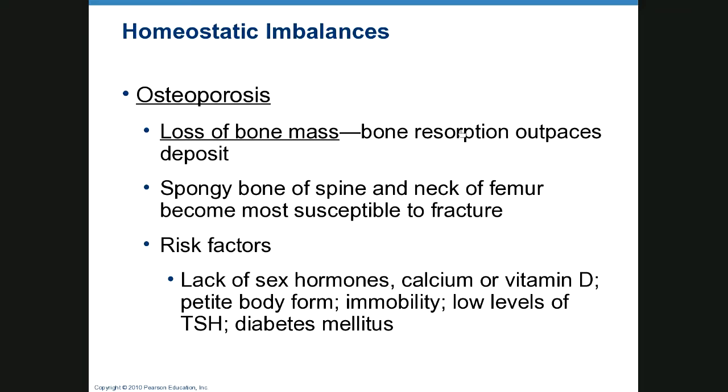Now, osteoporosis is the same basic issue. Loss of bone mass, bone resorption outpaces deposit, and it tends to affect the spongy bone of the spine and of the neck of the femur, and they're very susceptible to fracture. So many people, we say, oh, they fell and broke their hip, which is specifically going to end up being the neck of the femur, when actually they broke their hip and fell. It's got the wrong order here.